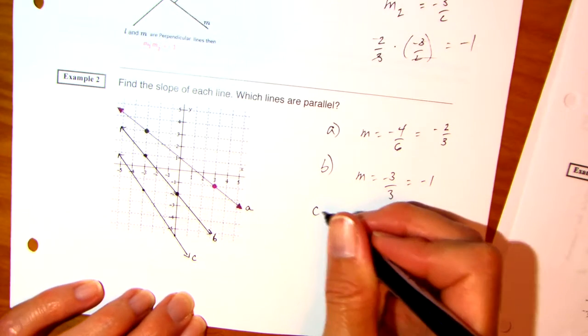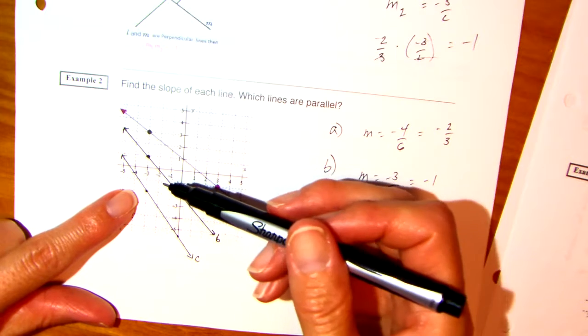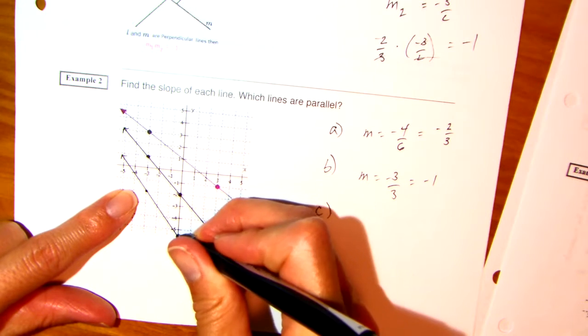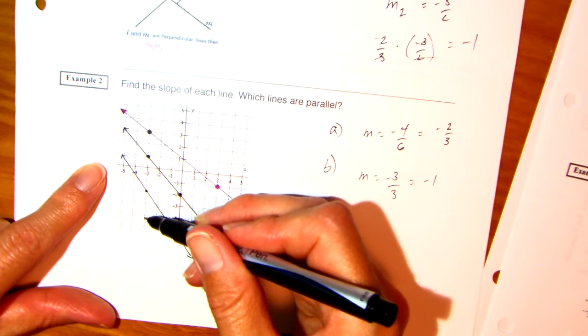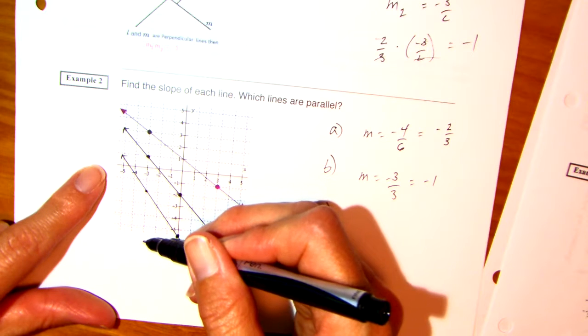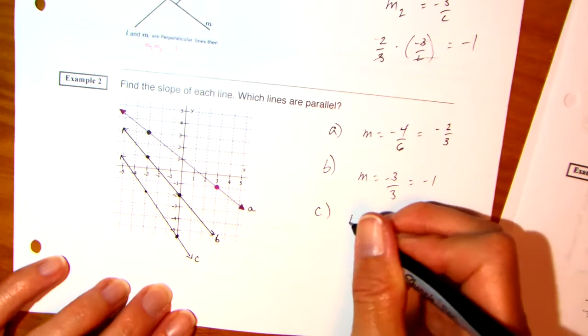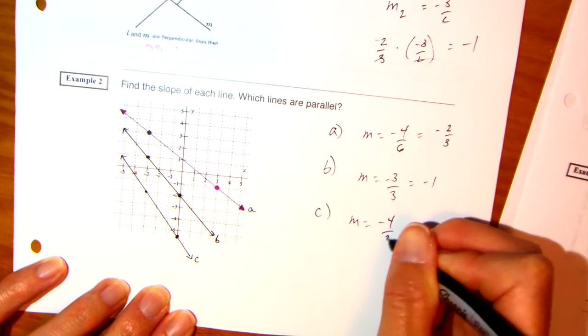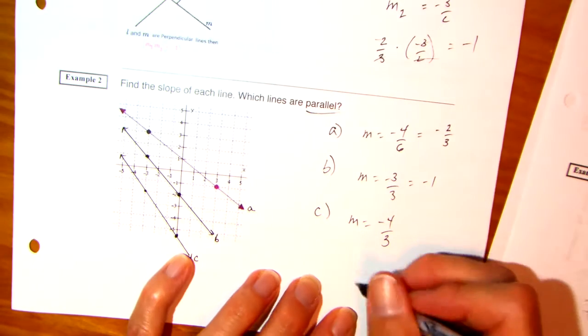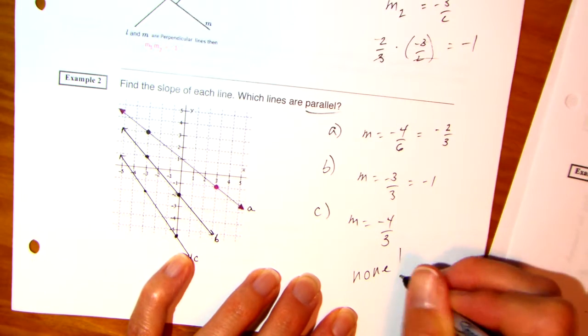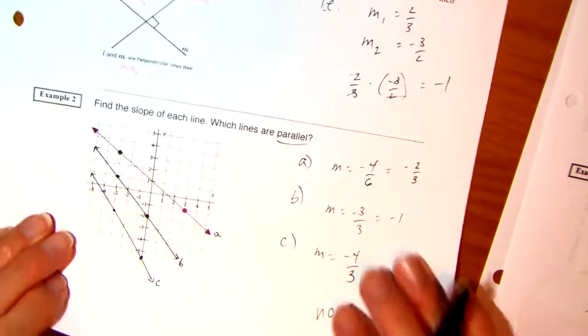And C for Cookie. This point is kind of hard to see. Go down 1, 2, 3, 4 over 1, 2, 3. None of them are parallel. Alright, so don't let that confuse you.